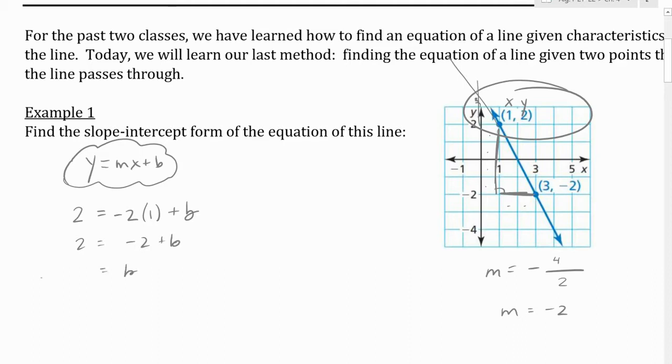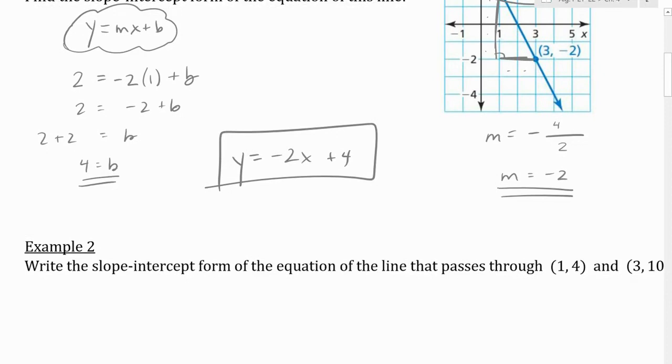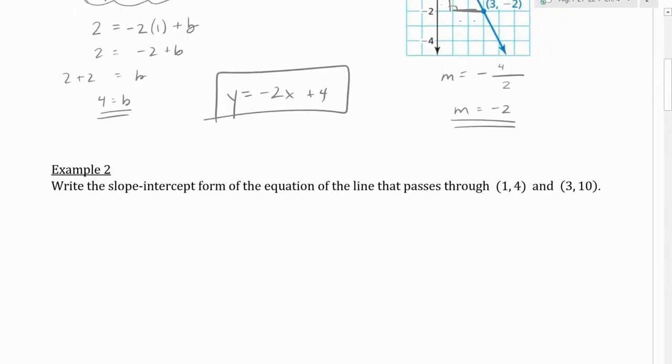So I'm going to add 2 to both sides, and now I have the y-intercept. And if I want the equation of the line, I need a slope and a y-intercept. And I'm done.